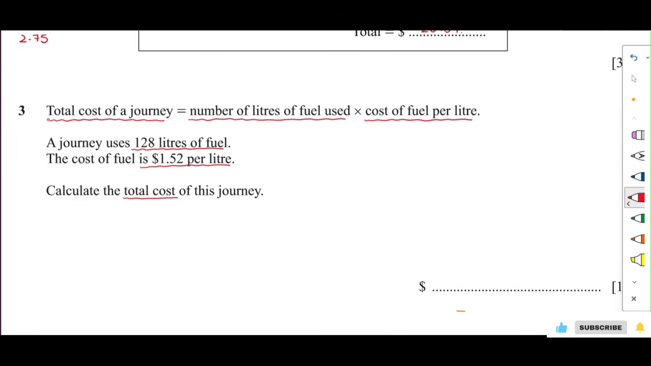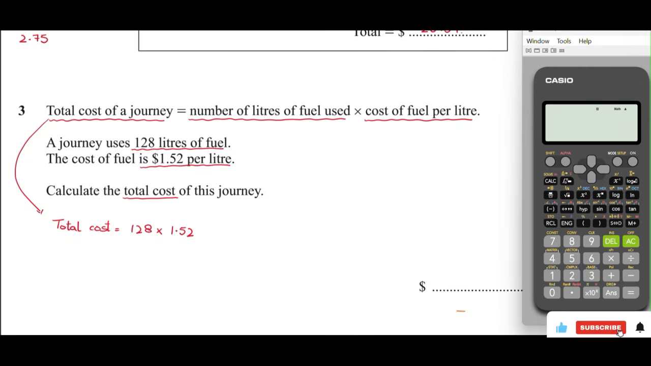So for the total cost of this journey, substitute into the formula. The total cost of that journey is the number of liters of fuel used. How many liters of fuel were used? 128 liters of fuel used, multiplied by the cost of fuel per liter. Per liter the cost is $1.52. Just do the product and you will get the answer.